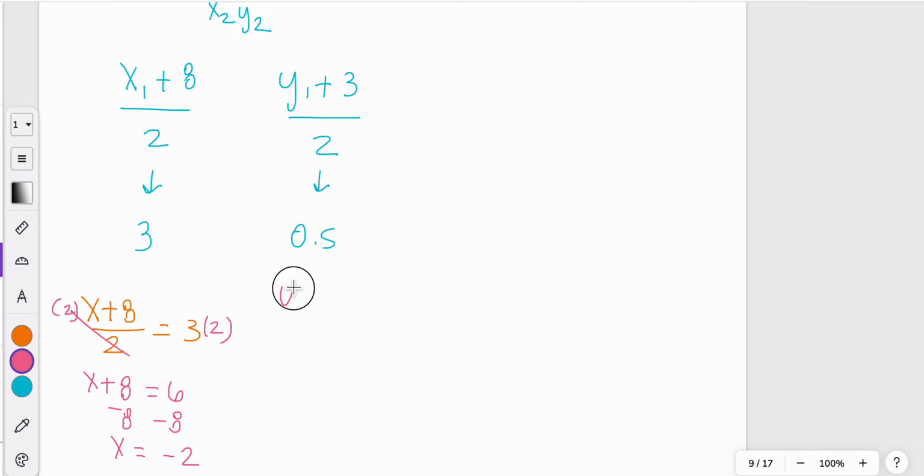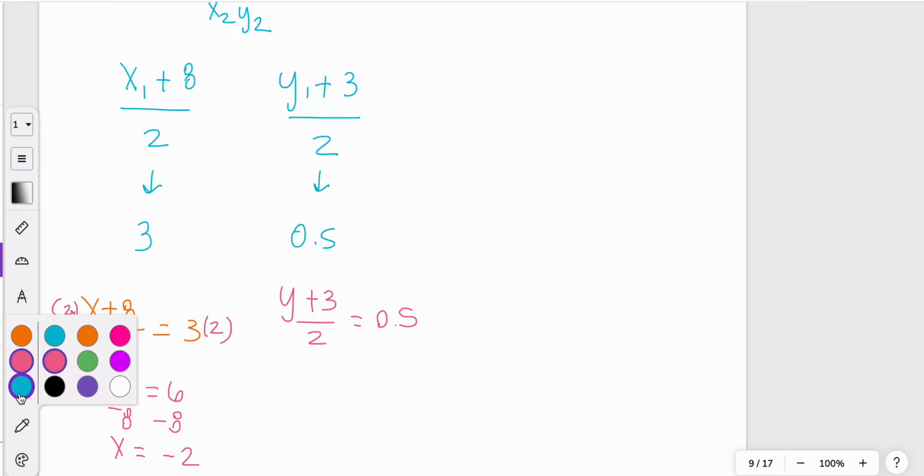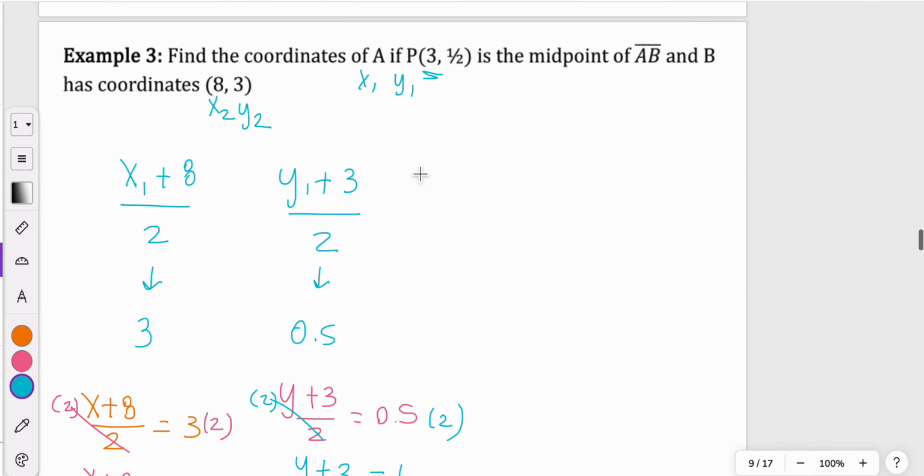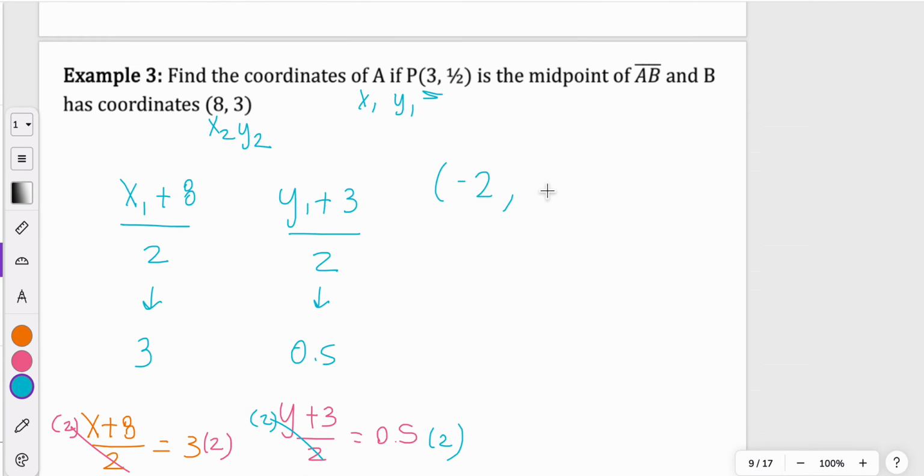And then for here, I would just say y plus 3 divided by 2 is equal to 0.5. Again, multiply both sides by 2 first. So I get y plus 3 is equal to 1. Subtract 3 from both sides. I'm going to get y is equal to -2. So my x and my y are both -2, -2.